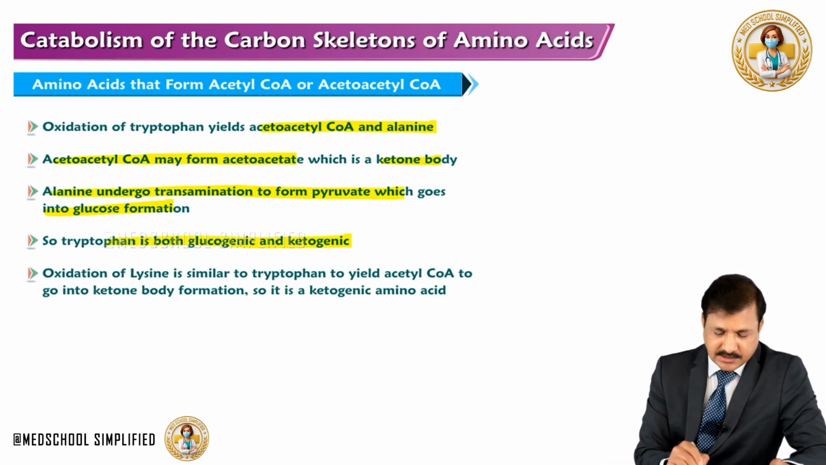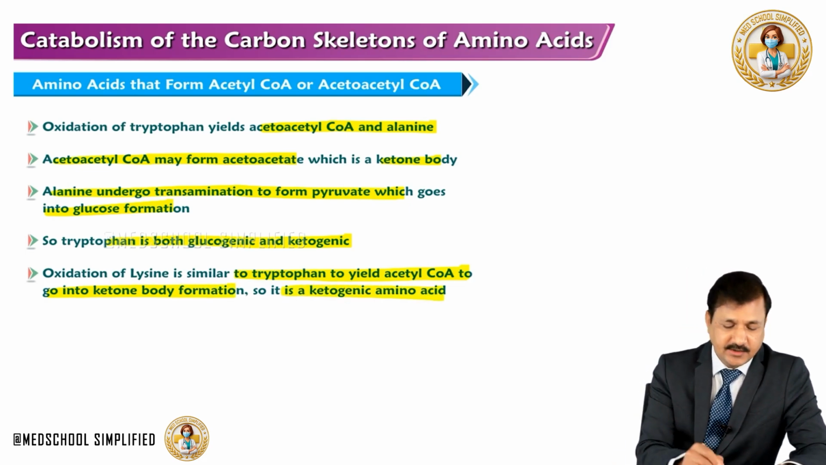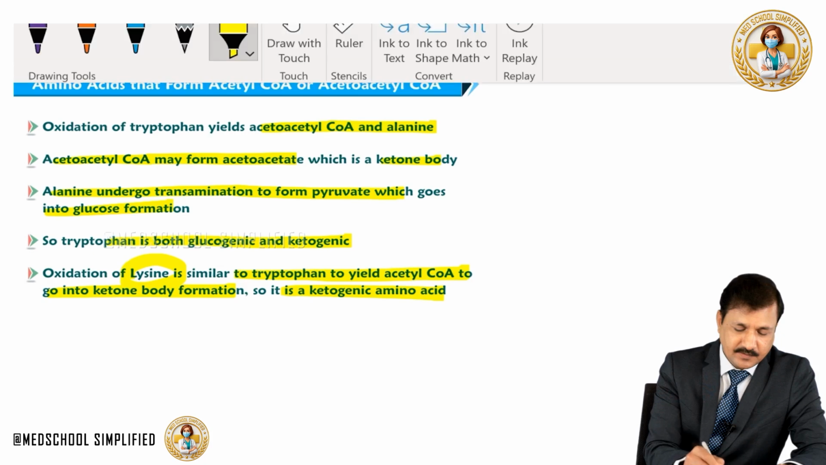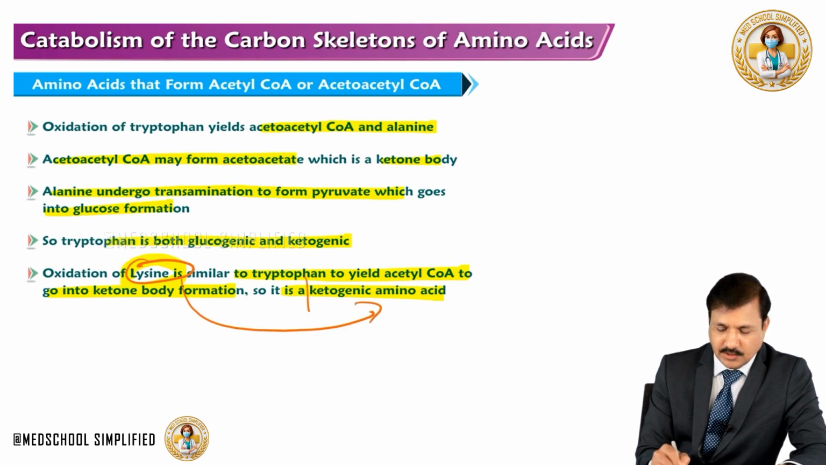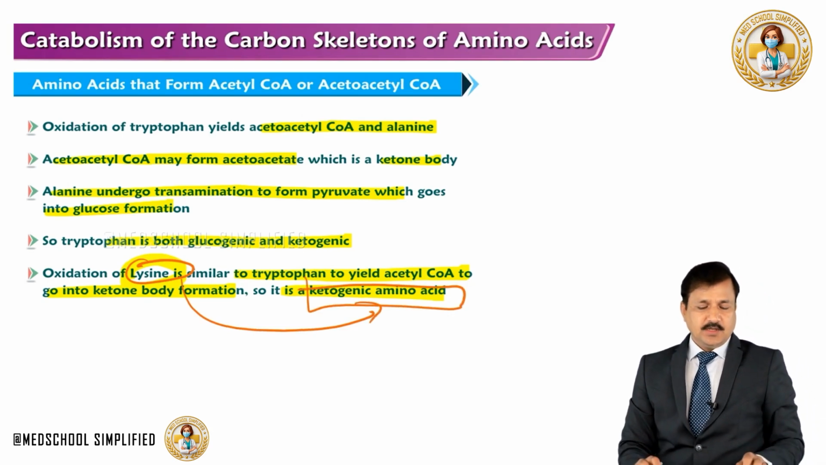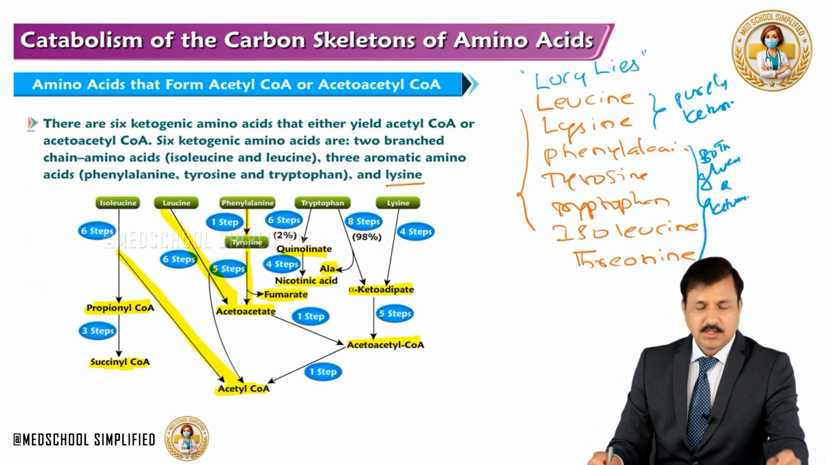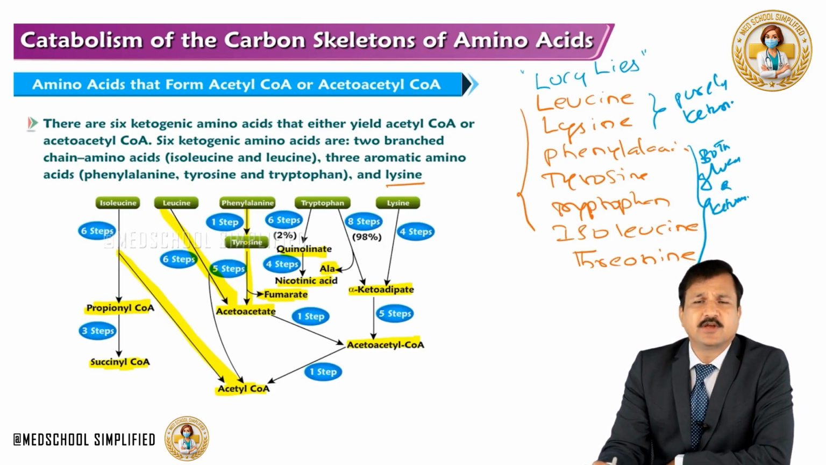And finally, the oxidation of lysine is very similar to tryptophan, yielding acetyl-CoA, which will go into ketone body formation. So lysine is only ketogenic. So that covers the fate of lysine going into ketone body formation. So with all this, I have explained how all these amino acids will make ketone bodies in one way or the other.